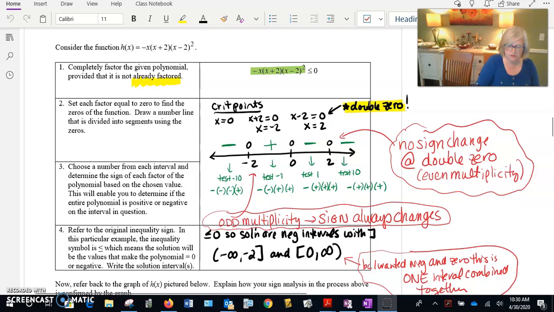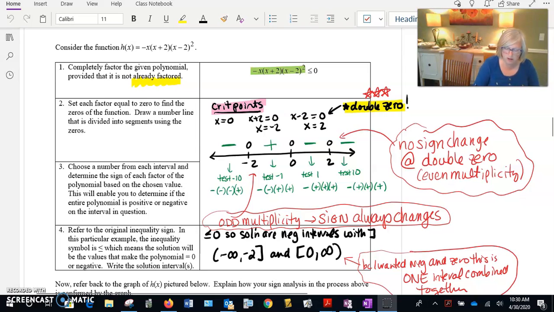So let's do pink. Critical points coming in right there. Set each factor equal to 0. And I did highlight there for you that the x minus 2 factor actually occurred twice, and so that was a double zero. That's going to be one of the main points of why we looked at this example: we have a double zero. We want to know what happens when you have that.